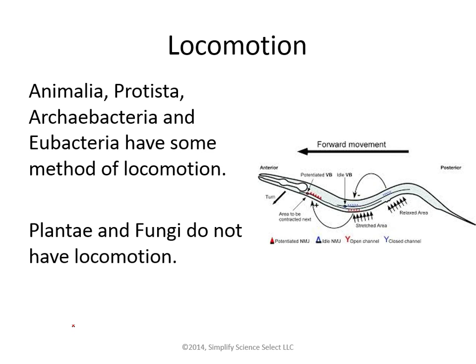Whether or not they can move tells us a lot about the organism too, because Animalia, Protista, Archaeobacteria, and Eubacteria have some method of locomotion. Locomotion means movement. Plantae and fungi do not move. They specifically live in places where what they need is there. Animalia, Protista, Archaeobacteria, and Eubacteria will go to where they need to be.